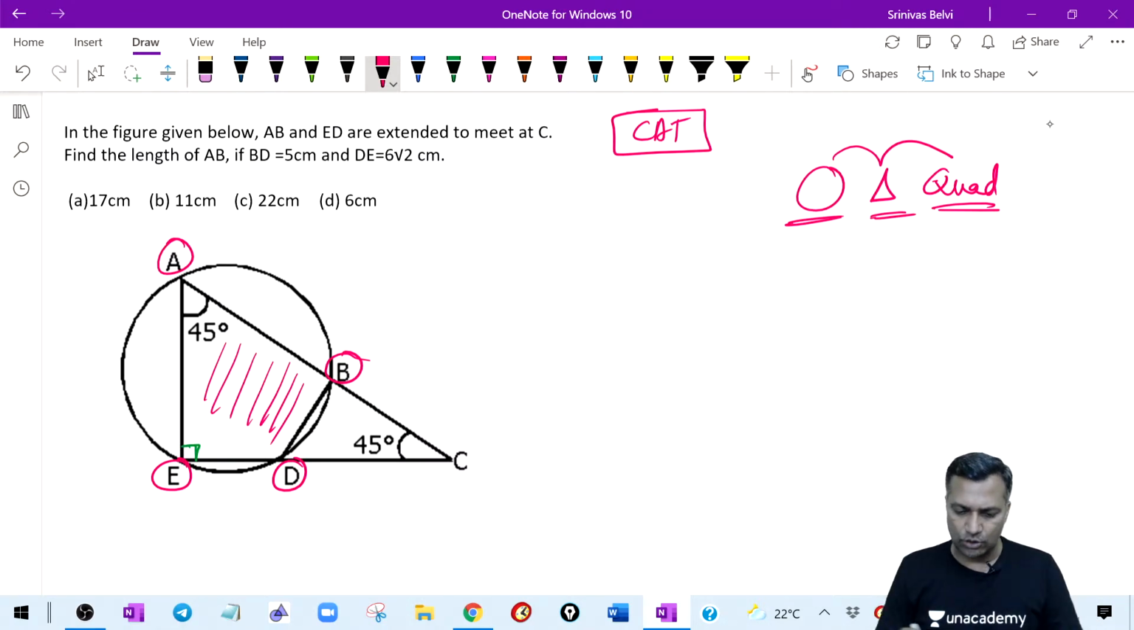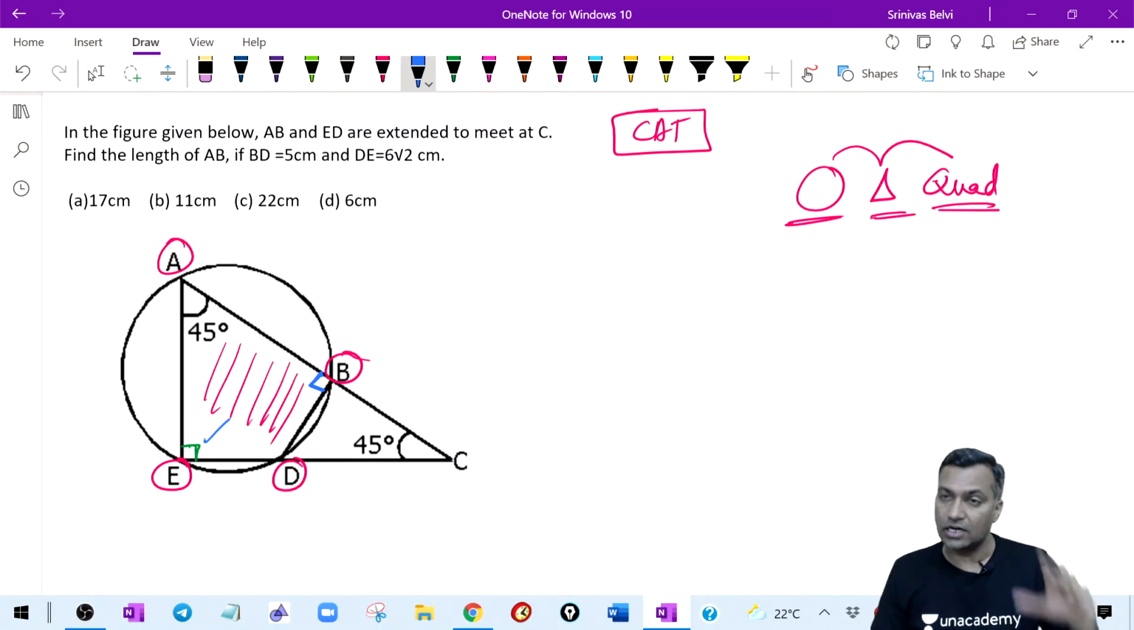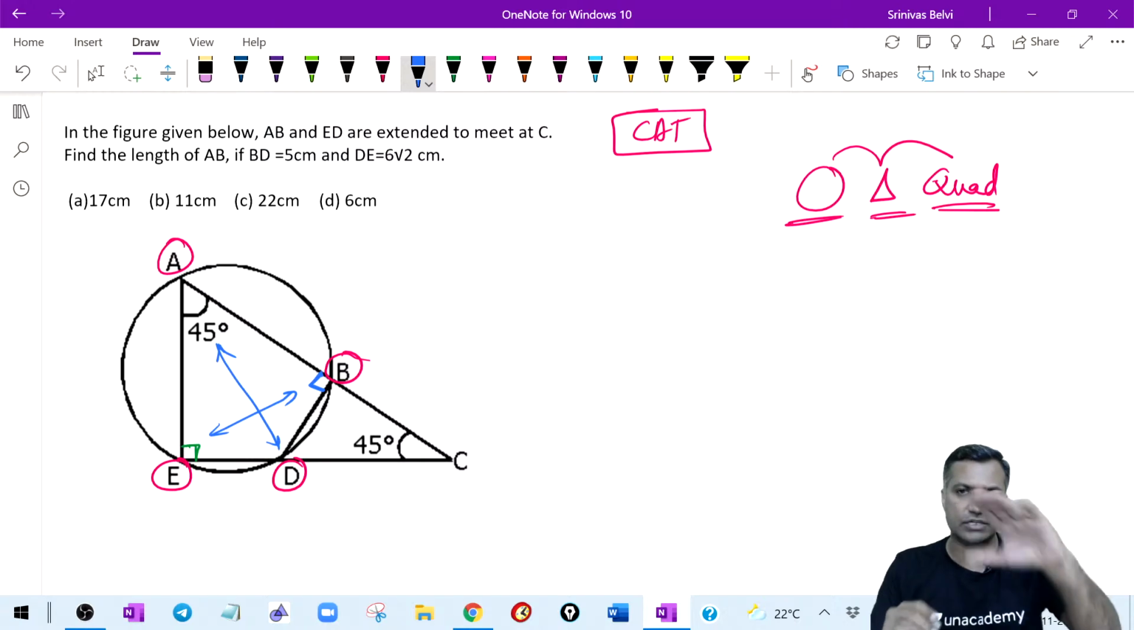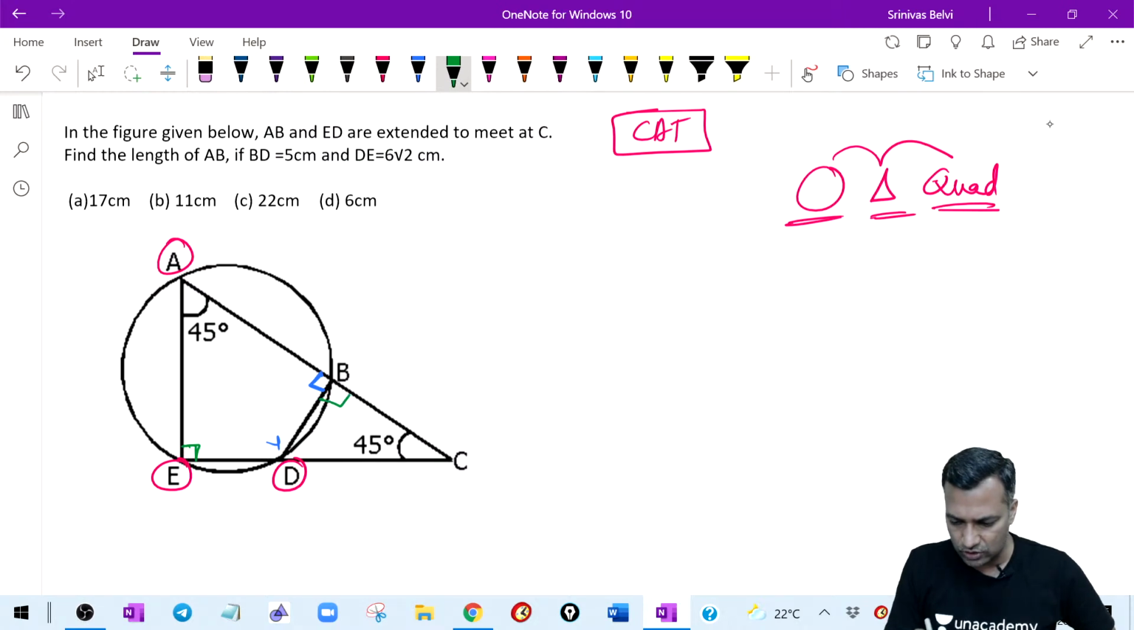Okay, look at the cyclic quadrilateral. Given this is 90, this is also 90. Therefore angle B also becomes 90, because in a cyclic quadrilateral, opposite angles are supplementary. These two add up to 180, and similarly these two add up to 180. So if angle B is 90, then this is also 90, and therefore this becomes 45.